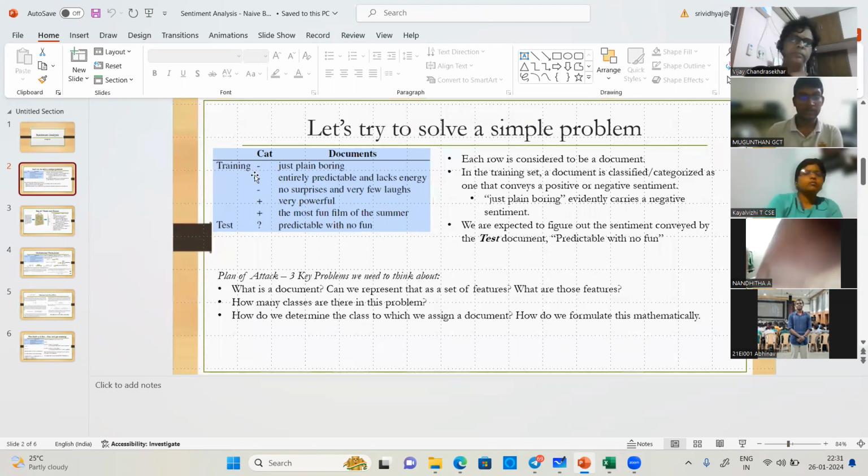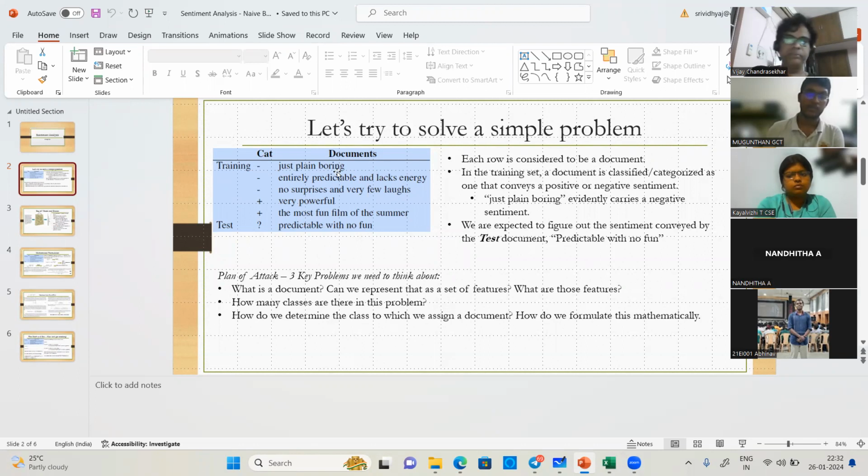You have a bunch of documents. I'm calling it a document. It might look like a sentence or a phrase to you, but I'm just calling it a document. So imagine each row to be a document. In this particular case, these are movie reviews. Somebody said just plain boring. Another document suggests entirely predictable and lacks energy. The third one is no surprises and very few laughs. The fourth one is very powerful. The fifth one is the most fun film of the summer.